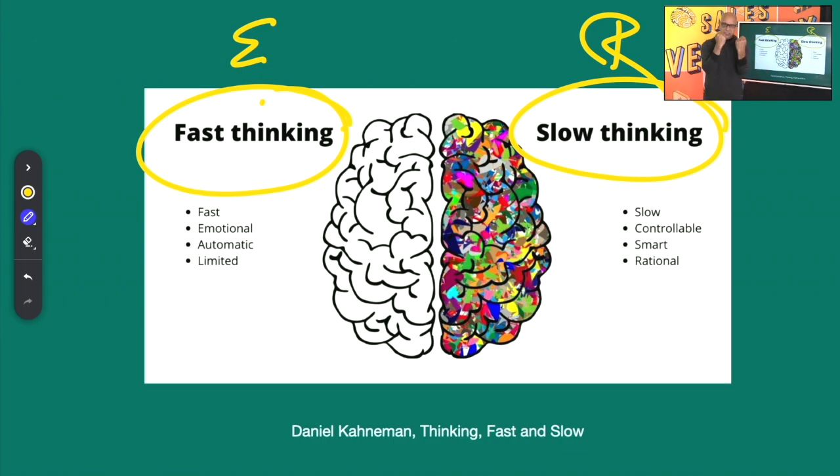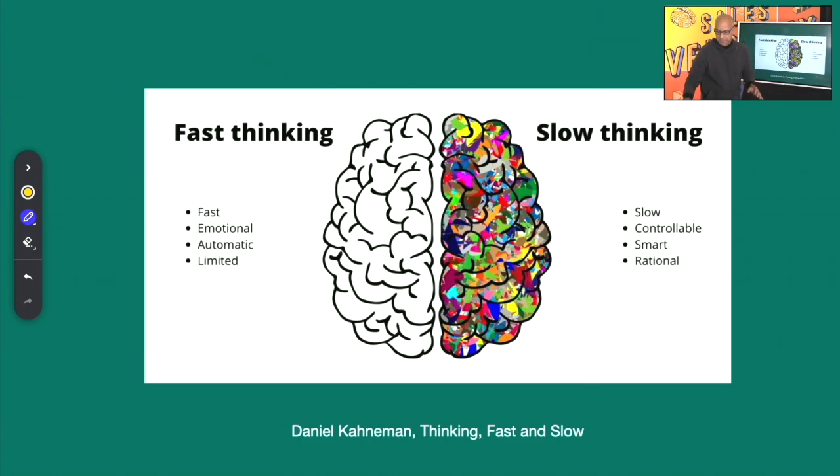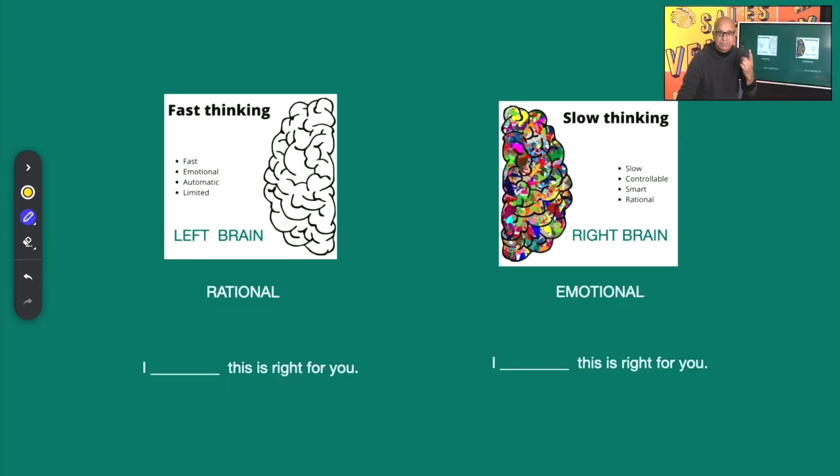So again, these are the 2 parts of the brain you're selling to. Now, I know you know this already, but bear with me. This all has a point. In terms of language, when you're speaking to the fast-thinking, fast emotional part, instead of saying "I think," say "I feel this is right for you." That's the language to use when you're talking to the emotional brain.